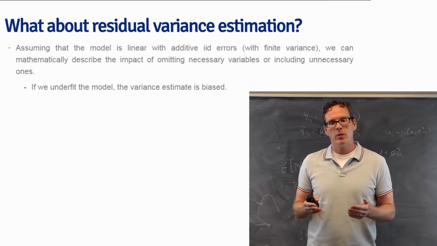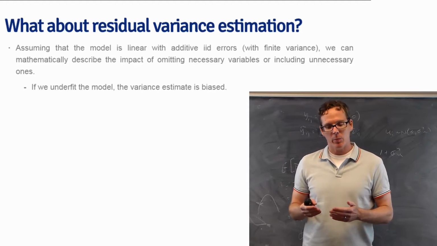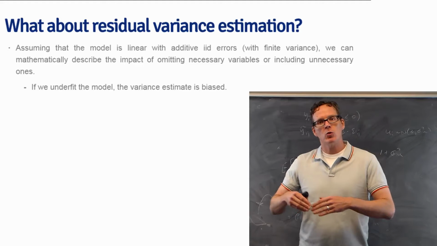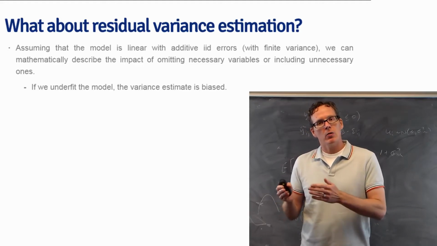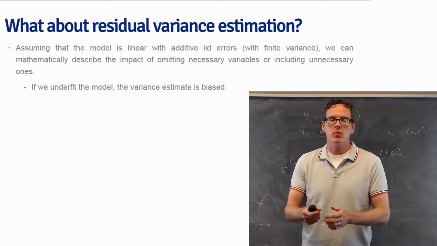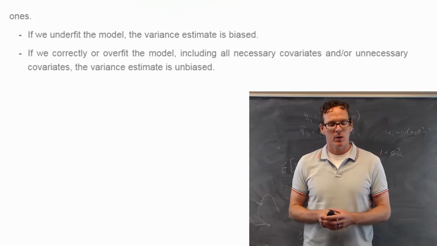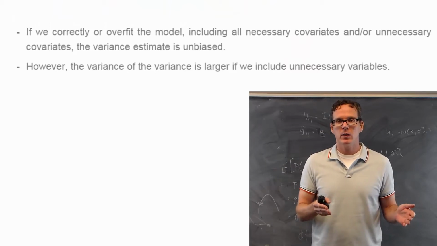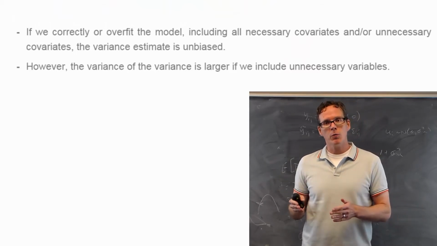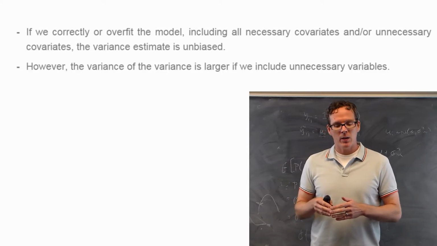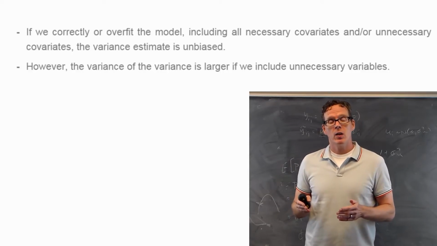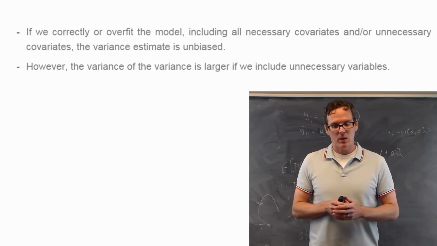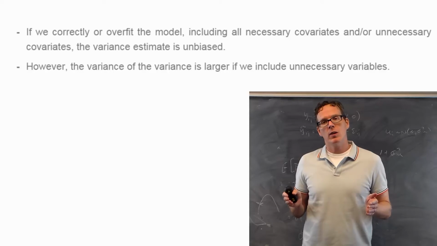If we underfit the model, in other words, we omit important variables, then the variance estimate is biased. Why is that? Because we've attributed to variation things that are actually systematically explained by these covariates that we've omitted. On the other hand, if we either correctly fit the model, we include all the right terms, or if we overfit the model, then the variance estimate is unbiased. However, the variance of the variance estimate gets inflated if we include unnecessary variables.